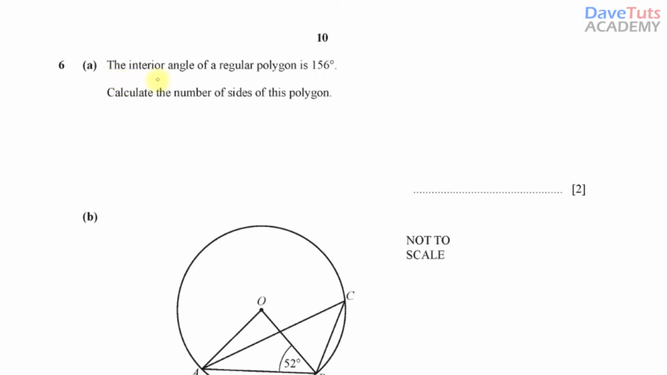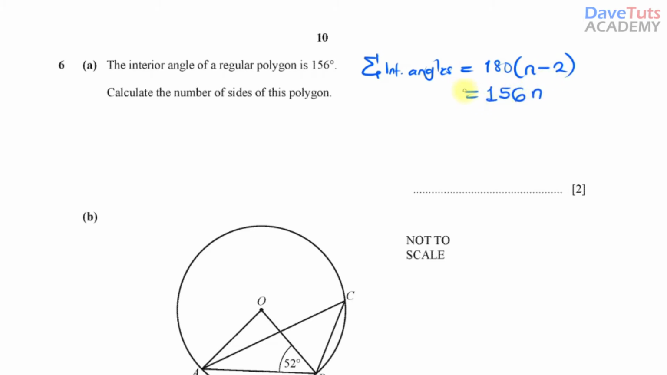Here in this question, we're told that the interior angle of a regular polygon is 156 degrees, and we're to calculate the number of sides of this particular polygon. So the sum of interior angles of a polygon is generally given by the formula 180 multiplied by n minus 2, where n is the number of sides. But of course, we also know that this same formula is equal to the value of the interior angle multiplied by that number of sides.